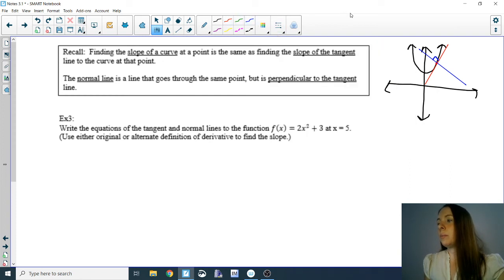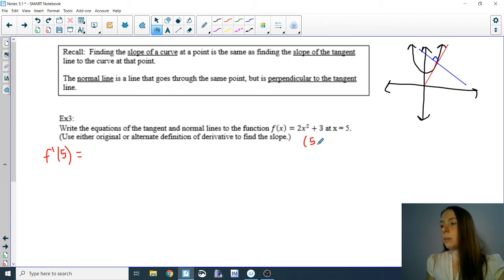Let's start with the tangent. Write the equations of the tangent and normal lines to the function f of x equals 2x squared plus 3 at x equals 5. Use either the original or alternate definition to find the slope. Usually at this point, I tell my students, do this. You should be able to do the slope part on your own, and decide whether you want to use the original h approaches 0 definition or the alternate definition as x approaches a. Just to give you one more example, I am going to set up the slope, which I will write as f prime at 5, with the alternate definition.